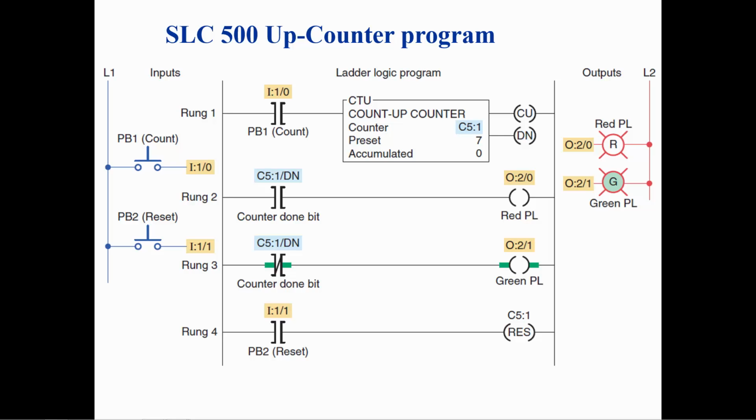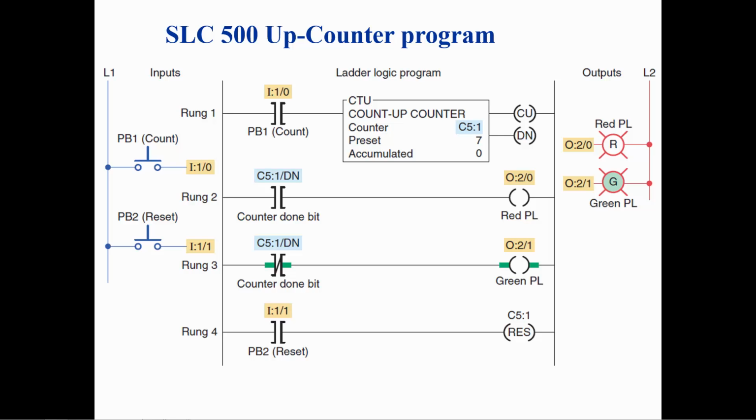When the push button PB1 is released, there will be no change to the accumulated value. The counter only counts on false to true transitions. After being pushed 7 times, the accumulated value will equal the preset value, 7, and the DN or done bit of the counter will be true.